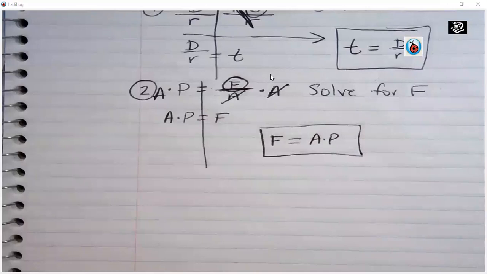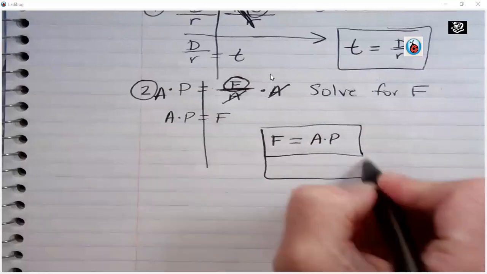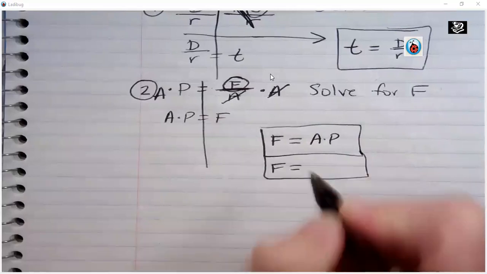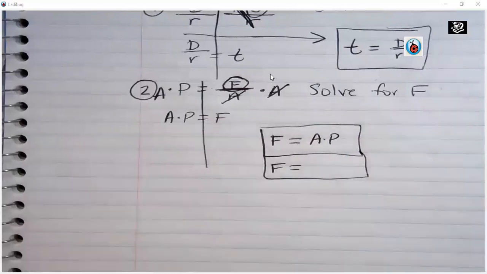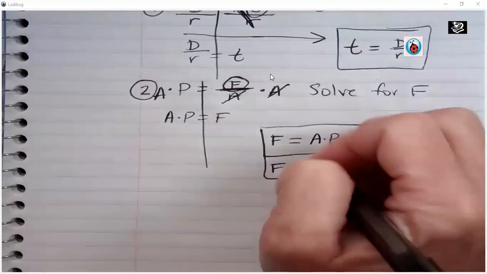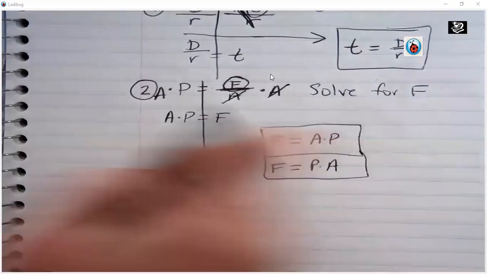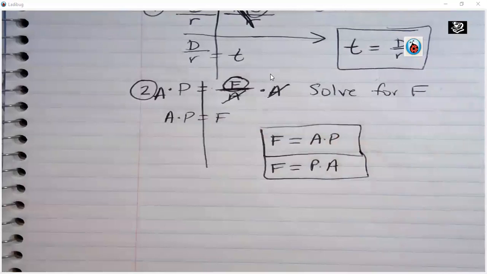Does anybody know another correct answer? F equals? F equals P times A. Good. Because in math, that's the same thing. 5 times 2 is 10. 2 times 5 is 10. So it doesn't matter on that one. Okay.